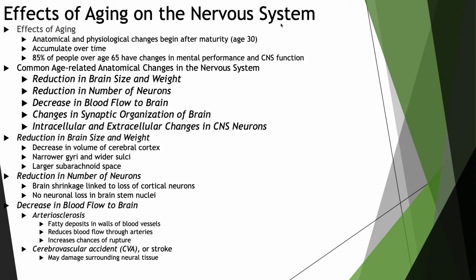It also includes a decrease in blood flow to the brain. With age, fatty deposits gradually build up in the walls of blood vessels. Just as a clog in a drain reduces water flow, these deposits reduce the rate of blood flow through the arteries. This process is called arteriosclerosis and affects arteries throughout the body. Even if the reduction in blood flow is not large enough to damage neurons, arteriosclerosis increases the chance that the affected vessel wall will rupture, damaging the surrounding neural tissue and producing signs and symptoms of a cerebrovascular accident, or CVA, also called a stroke.